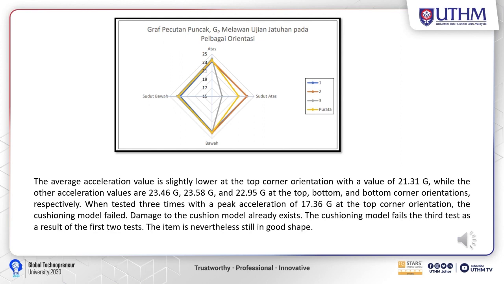So at the top corner orientation, you can see the cushioning model has broken in the third test with a peak acceleration of about 17.36. So the cushioning model had already suffered damage in the first and second tests, causing the cushioning model to break in the third test. However, this product you can still consider to be in quite good shape.